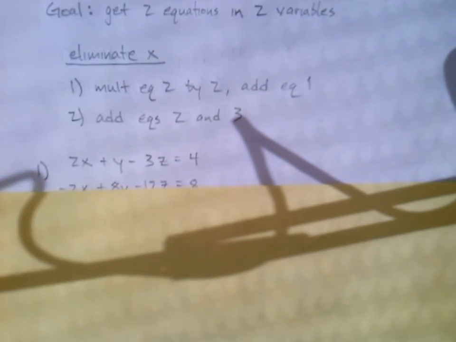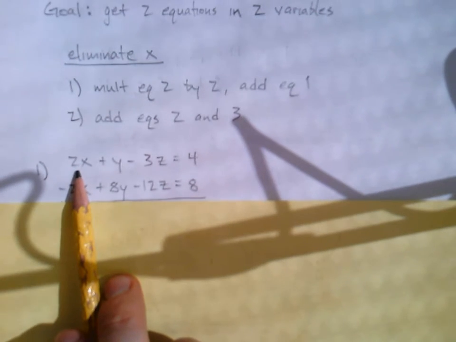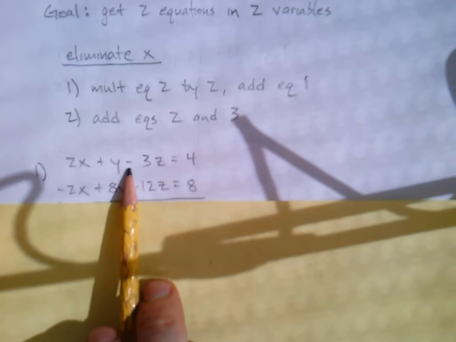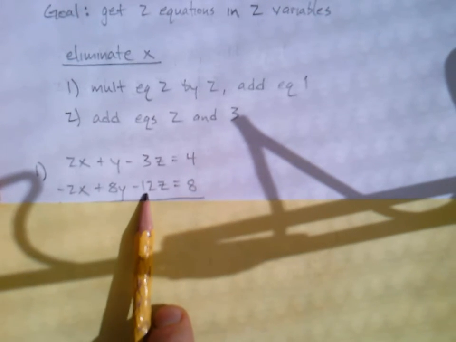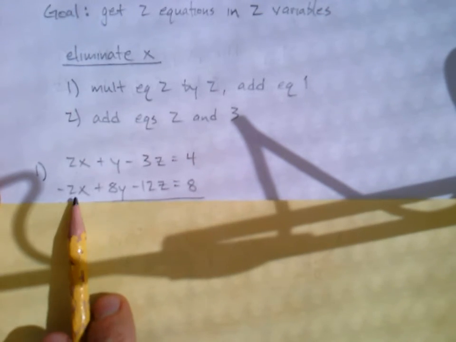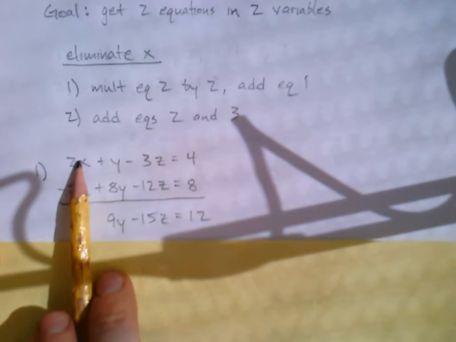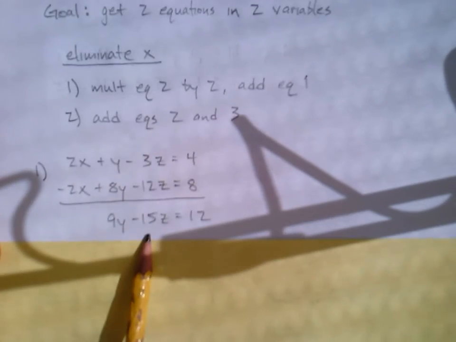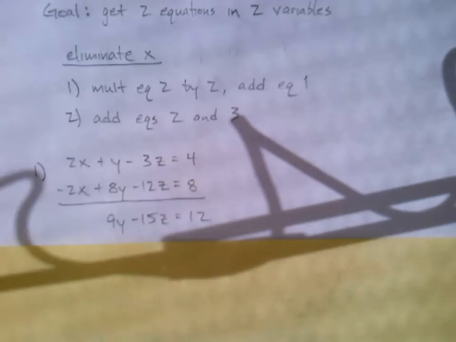Sorry, it doesn't all fit. That's just equation 1: 2x plus y minus 3z equals 4. That's the original equation 1. Here is equation 2 multiplied by 2: negative 2x plus 8y minus 12z equals 8. Everything multiplied by 2. Of course, I'm doing this so that when I add them, the x is eliminated, and I end up with 9y minus 15z equals 12. Okay, looks great.